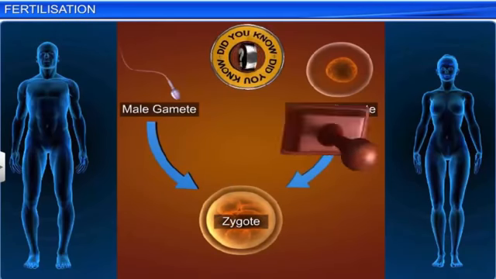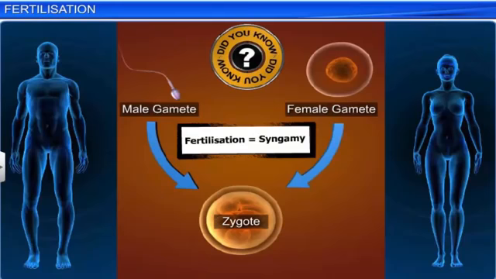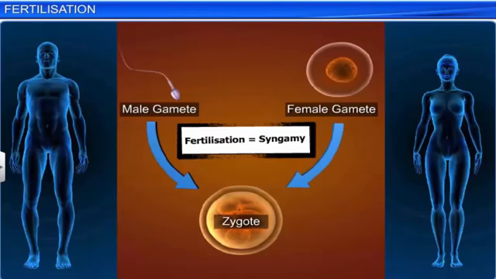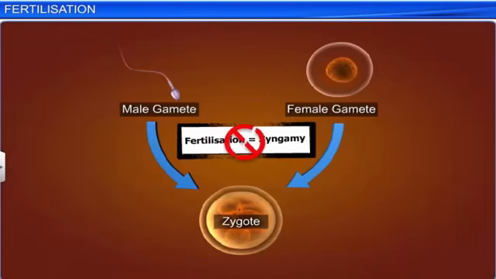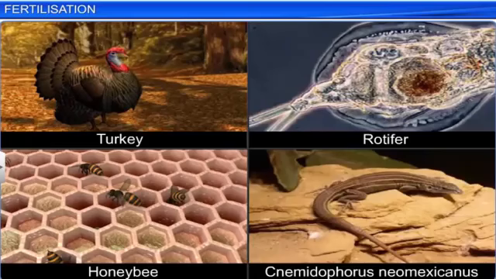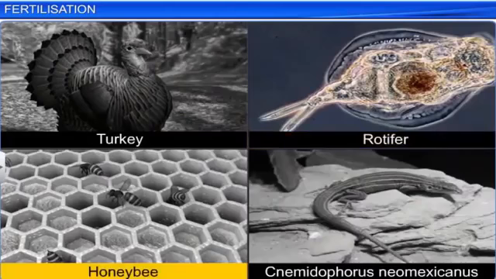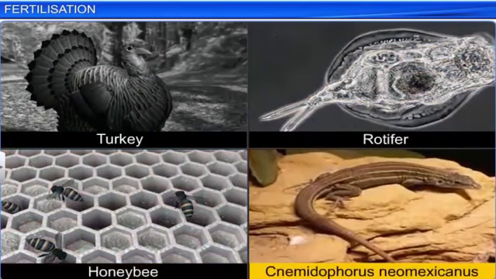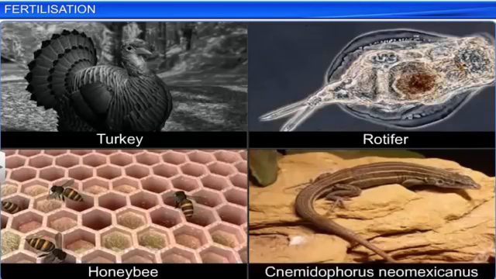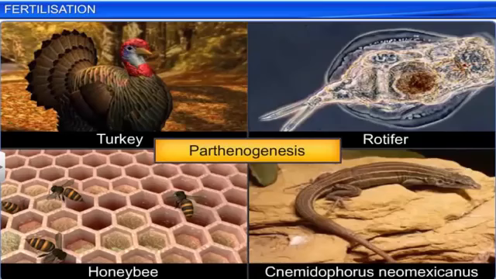Did you know that syngamy is the other word used to describe the process of fusion of gametes or fertilization? Interestingly, fertilization does not occur in every sexually reproducing organism. In certain organisms, such as turkey, rotifers, honeybees, and even some lizards such as Cnemidophorus neomexicanus, a process called parthenogenesis takes place.